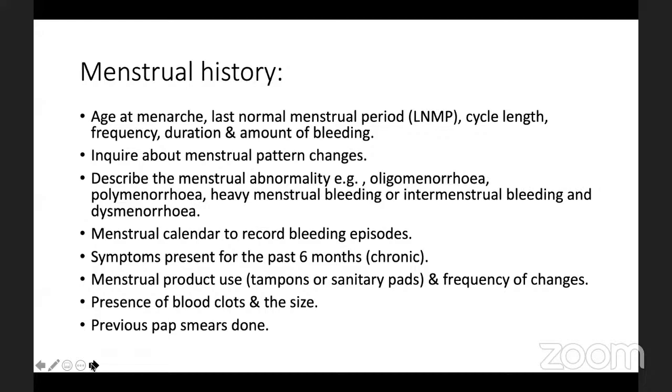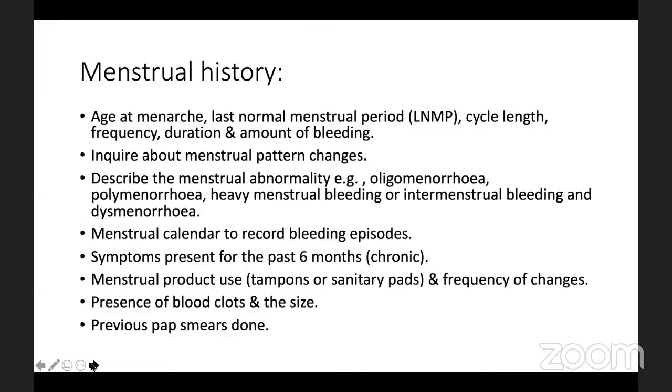and also issues of dysmenorrhea have got to be attended to. Okay, then it's important that the menstrual calendar is used to record bleeding episodes. Then also we need to find out if this is chronic or if it's acute. So if it's been occurring in the past 6 months, then we know that it's chronic PV bleeding. And if it's obviously happening less than that, then we know it's acute.